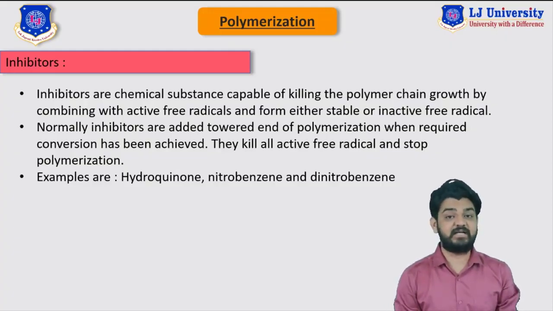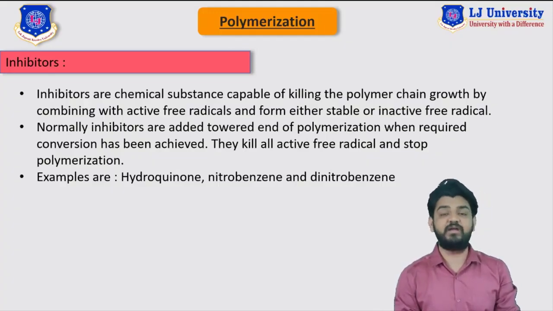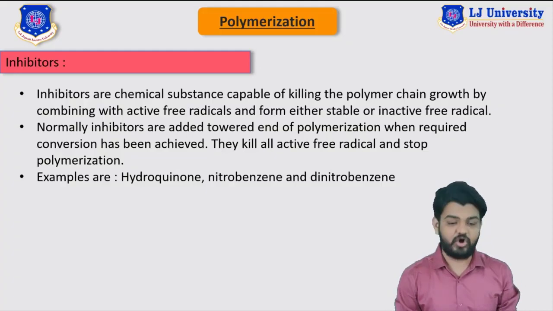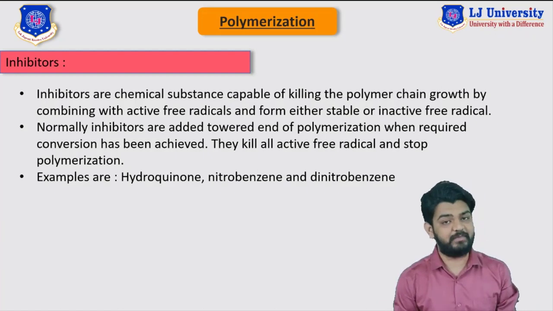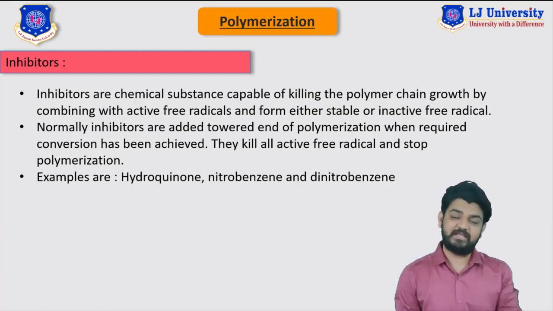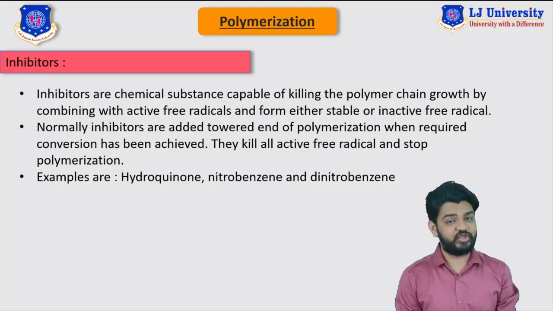So this inhibitor combines with all the free radicals present in the polymerization chain and stops this polymerization process. Normally, inhibitors are added towards the end of the polymerization process so that we can stop it when the required conversion or yield is achieved. They kill all the free radicals and stop the polymerization process. Here are some examples of inhibitors such as hydroquinone, nitrobenzene and dinitrobenzene. These are some compounds that are used to stop or arrest this polymerization process.